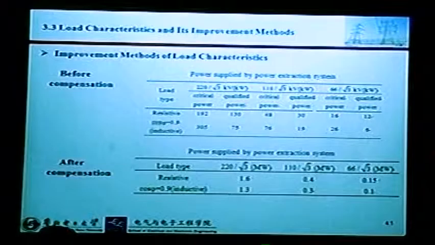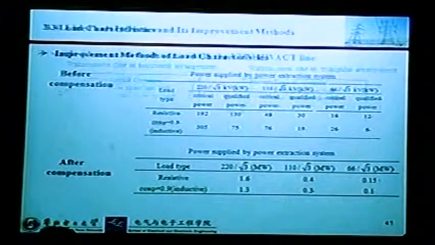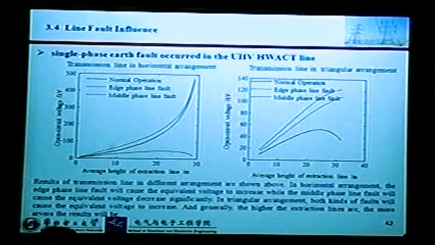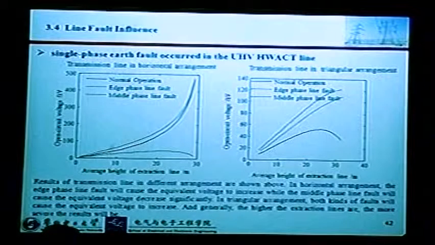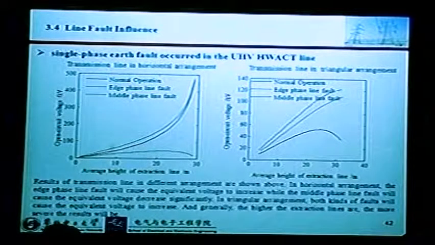These two tables give the power supplied by the power extraction system before compensation and after compensation. We can see that the method is very useful. The two figures give the single-phase earth fault arc in the UHWACT line, with the transmission line in horizontal arrangement and in triangular arrangement. The results of the transmission line in different arrangements are shown.